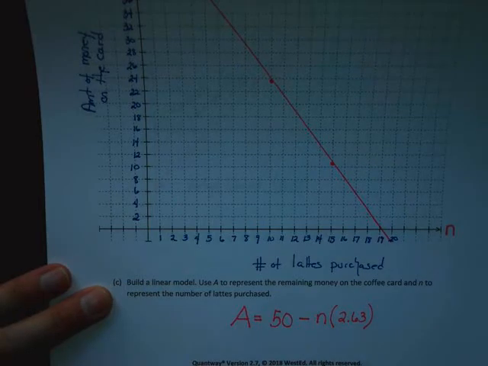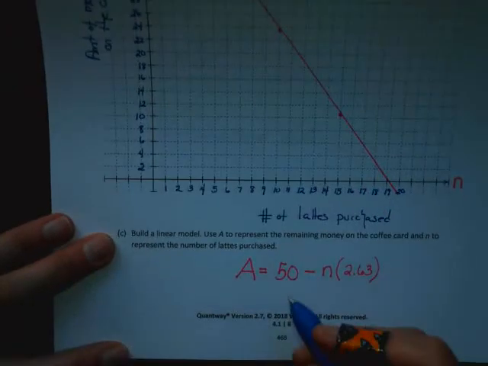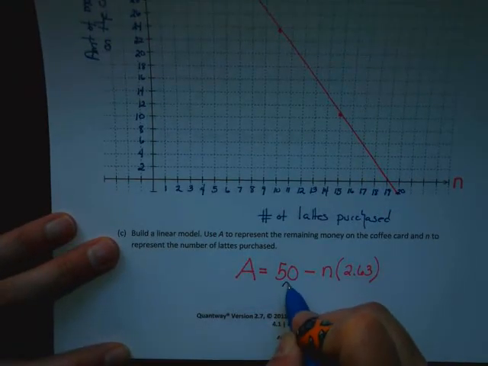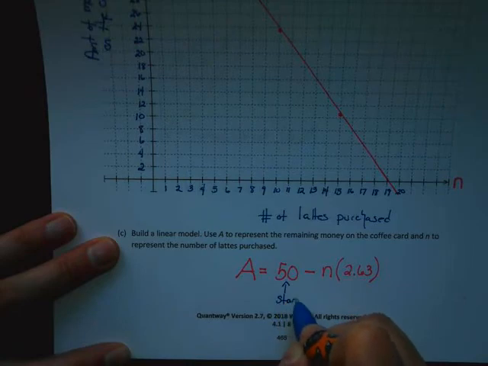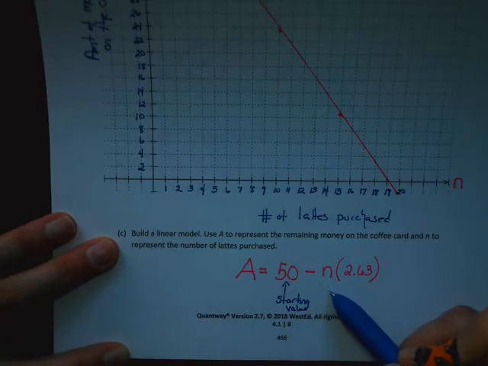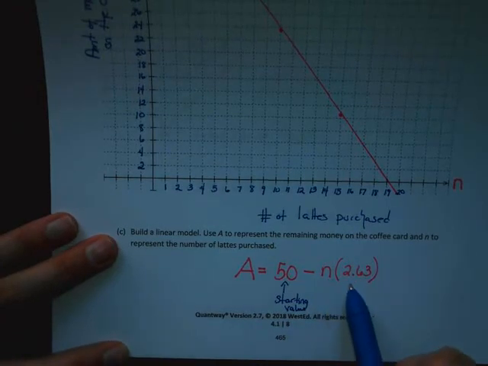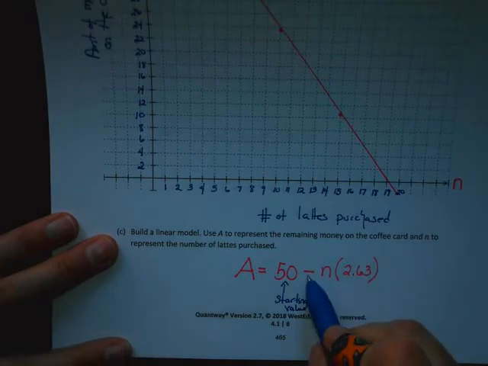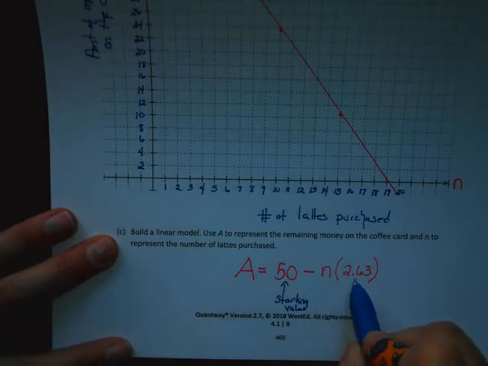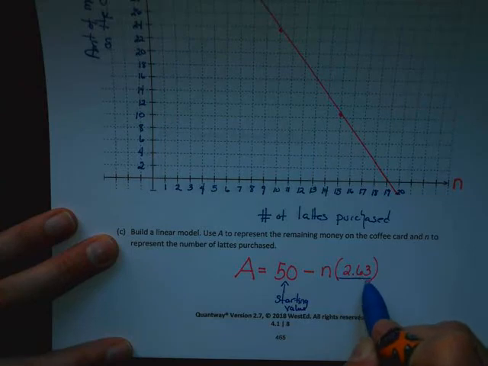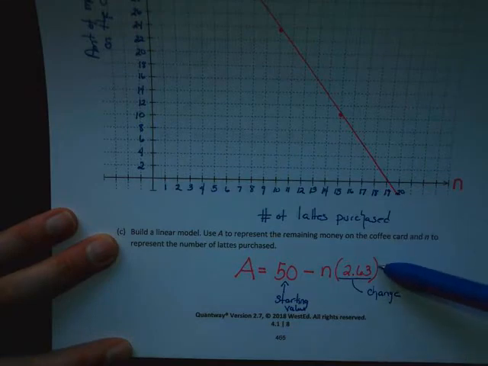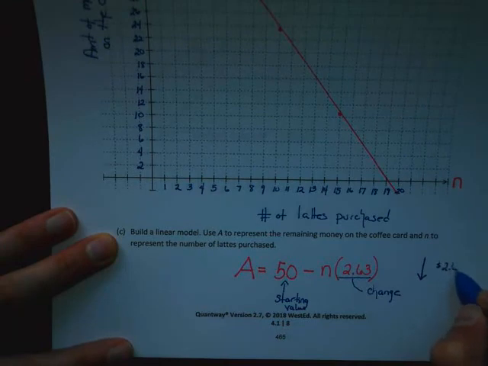And these are the two pieces that you need in order to make a line, an equation for a line. You need a starting value, and then to that you're going to add or subtract a value times a number. So in this case we were subtracting the number of lattes times the 2.63. This 2.63 is the change because every time we buy a latte, the amount on the card goes down or changes by $2.63.